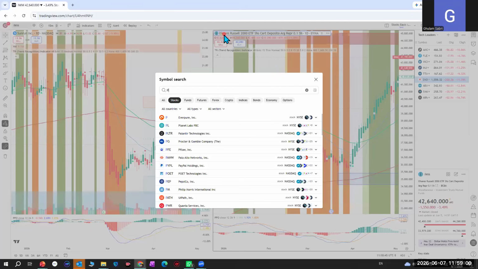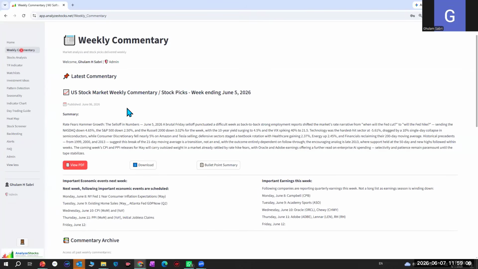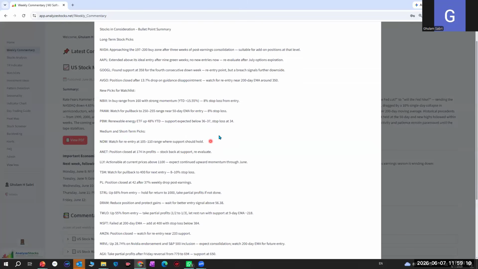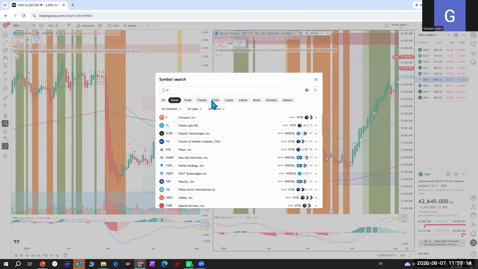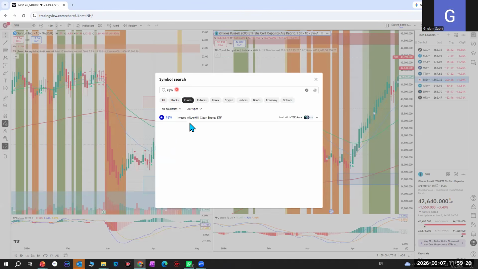I just mentioned it in my weekly commentary of yesterday. It is PBW. Oh, okay, got it. I was making a mistake. It should be in the funds, not stocks. PBW. There we go, Invesco Clean Energy ETF.